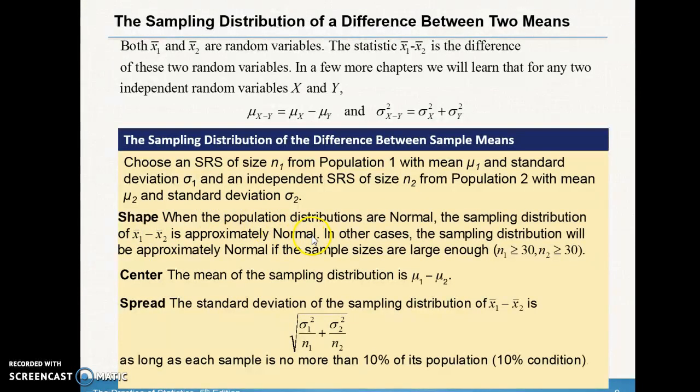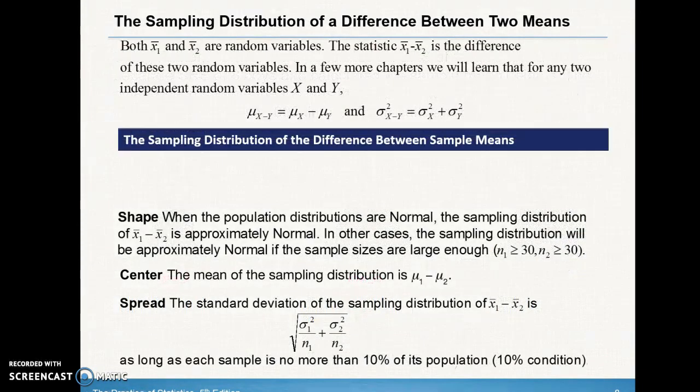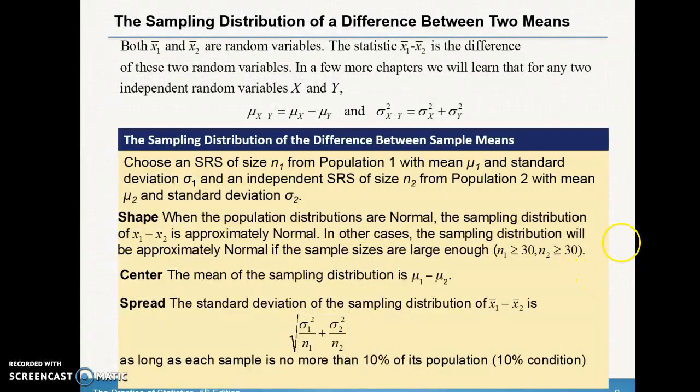Now, it's not always going to tell you that it's approximately normal. However, remember, since we're talking about means here, we can use our central limit theorem, and as long as our sample sizes are larger than 30, we know that this graph right here, the difference in the means, is going to be approximately normal. And remember, you can only use your central limit theorem with means. The center, or the mean of your sampling distribution, is going to be you subtracting the two means, just like we did in our previous unit.